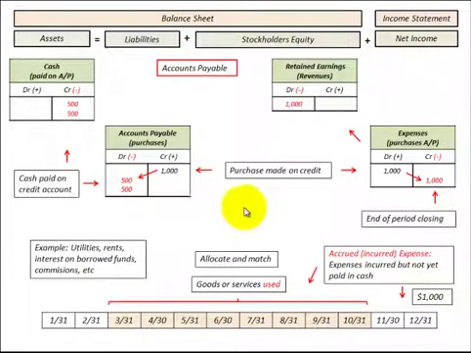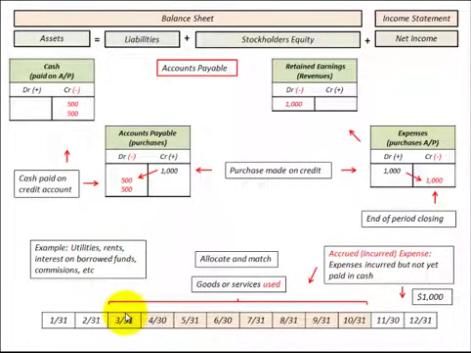So secondly, let's look here and see what is accounts payable. Well, accounts payable is comprised of some goods or services that we've used during the period. Examples could be utilities, rents, interest on borrowed funds, commissions, and so forth.